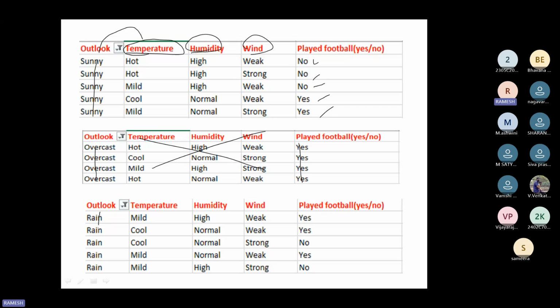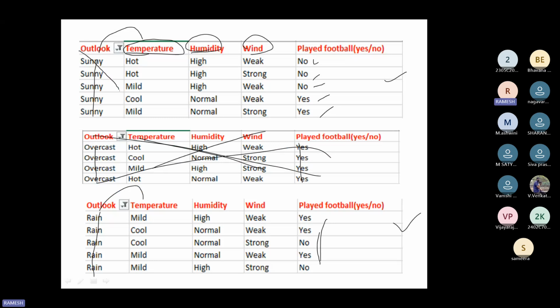Again, when outlook is rainy, there is no direct answer. Yes and no, both are there. So again, we need to check for a second option: either temperature, or humidity, or wind. Which one should we consider? The overcast part is done, no need to take it. Only two parts we are going to consider.